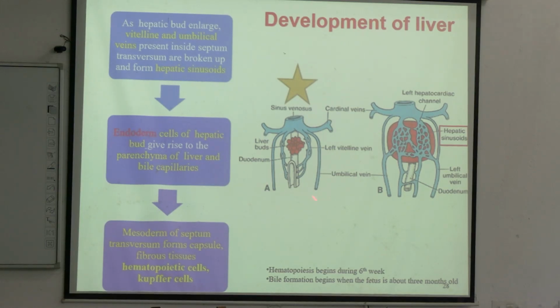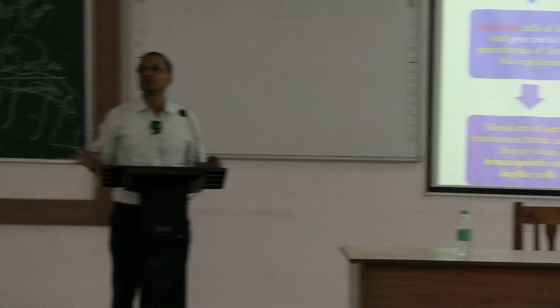This septum transversum used to be pierced by blood vessels. What blood vessels were there? Umbilical veins and vitelline veins, two pairs of them. What happens to them? These veins were intact. Later on, as the liver grows, it takes them all and breaks them down into small channels like this. These small channels present in here, we call them hepatic sinusoids. And these hepatic sinusoids become their own system.